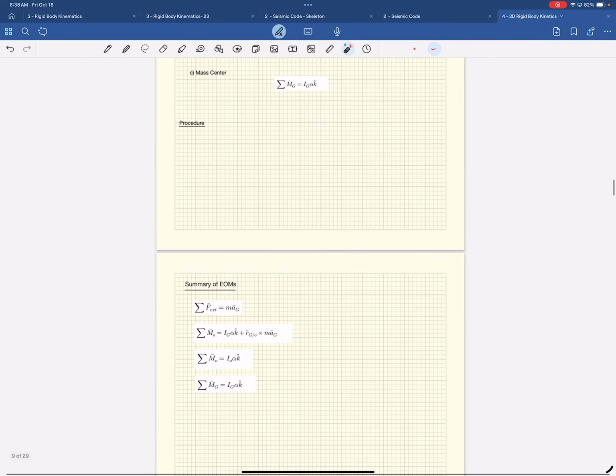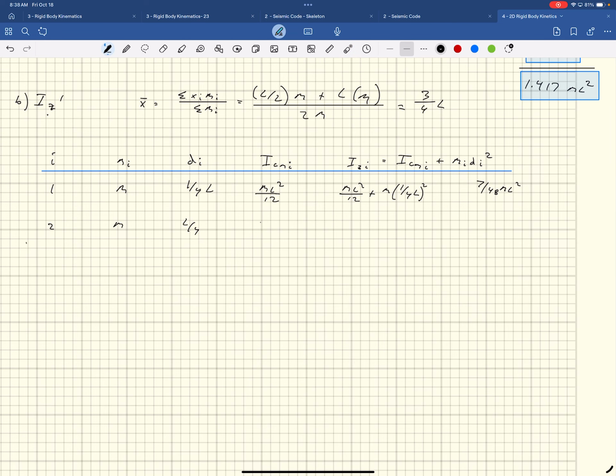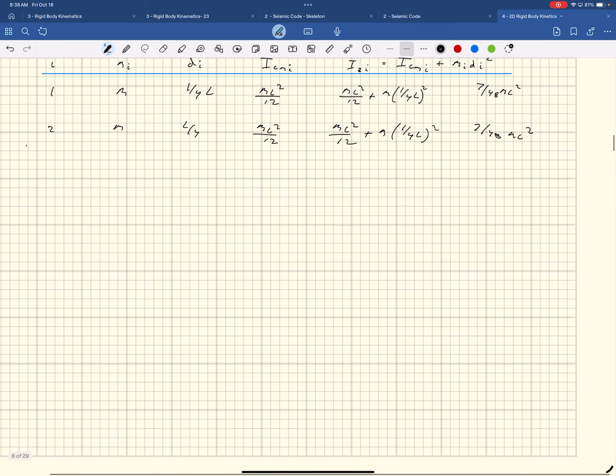Okay. Back to this. This guy's just ml squared over 12, and this would be ml squared over 12 plus m times 1/4 L squared. And again, this is 7/48 ml squared, and the two added together. Once they're about the same axes, you just add these things together. This ends up being 0.292 ml squared, the total moment of inertia of that object about its own center of mass.